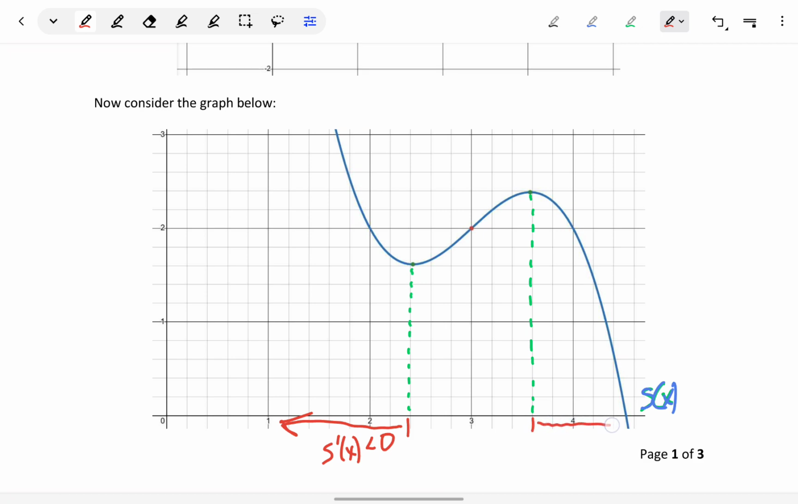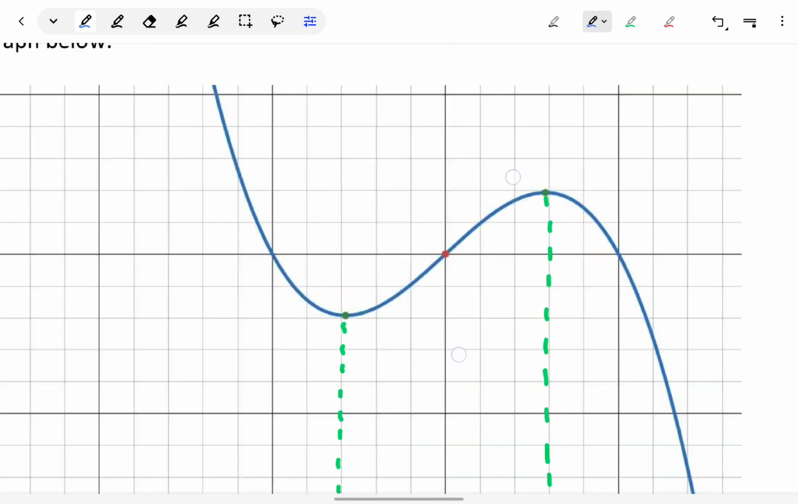From that third point and anywhere on, our function s prime of x would again be negative since our function is decreasing. But in that interval in between the first and third points, s prime of x would be some positive value. The instantaneous rate of change of the function on that interval is positive because our function is increasing. But that rate of increase is not constant over this interval.